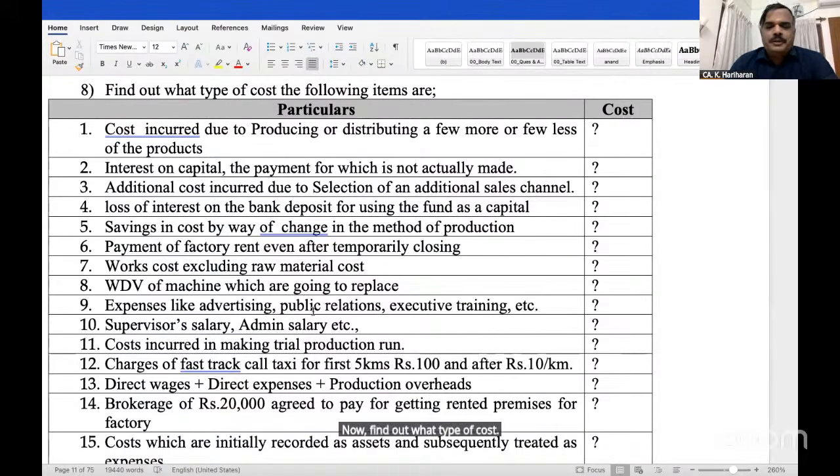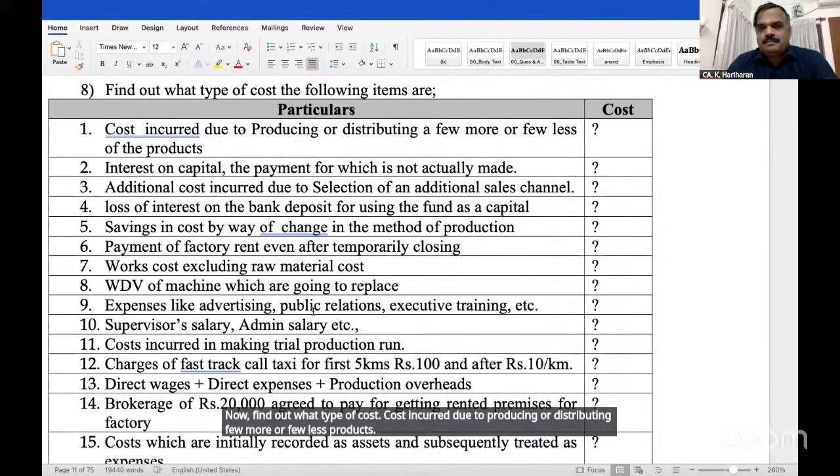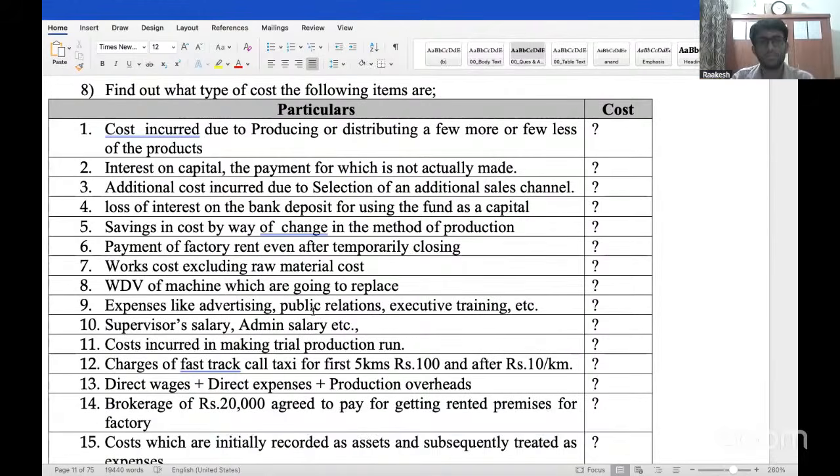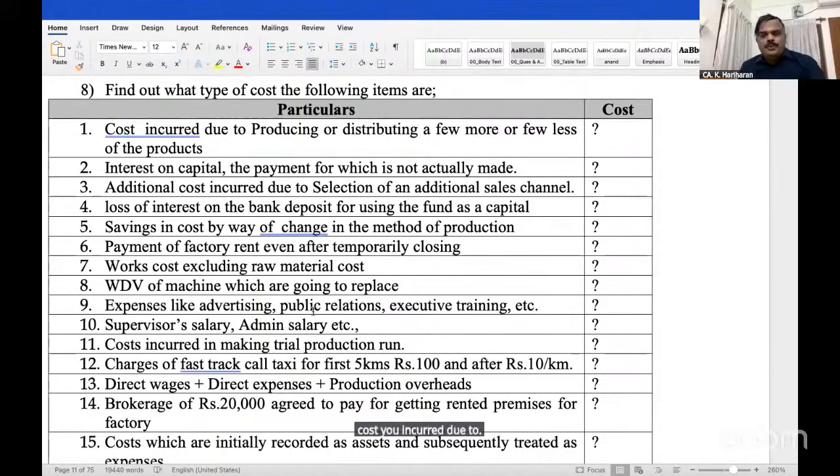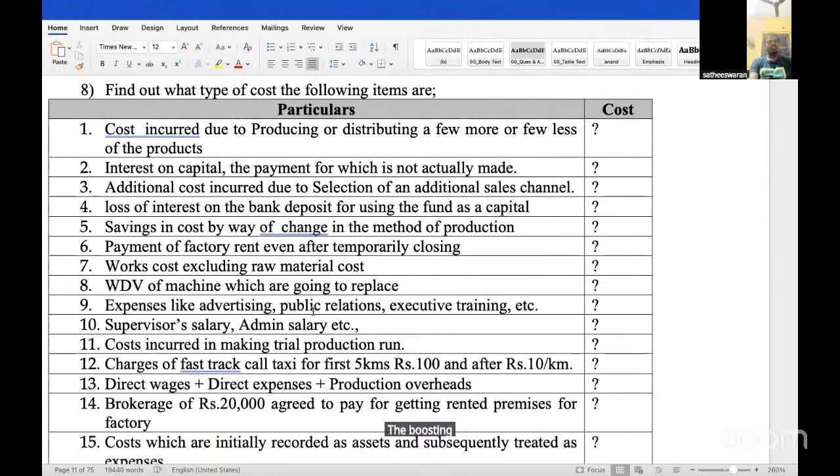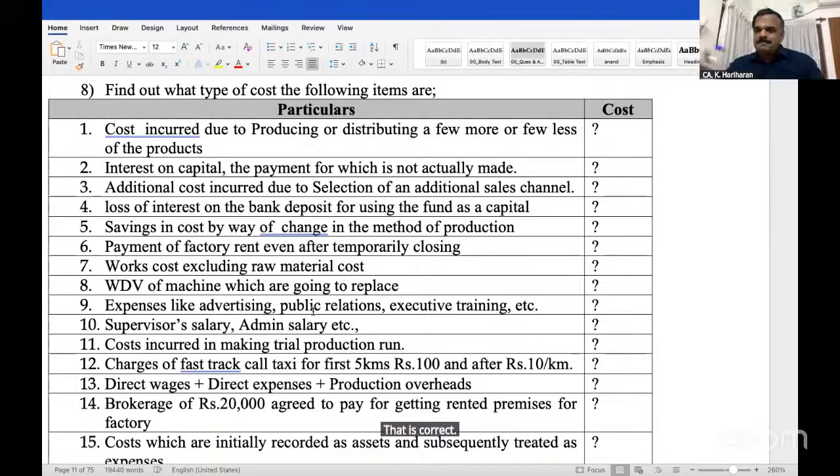Cost incurred due to producing or distributing a few more or a few less products. Selling and distribution. Few more or few less. Cost incurred due to producing or distributing. Differential cost. Very good. Answer is differential cost.